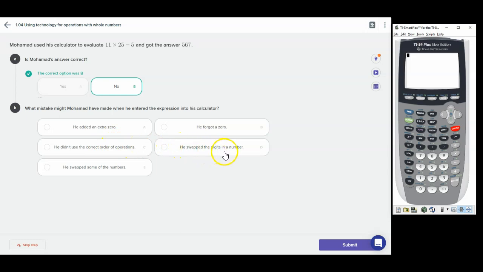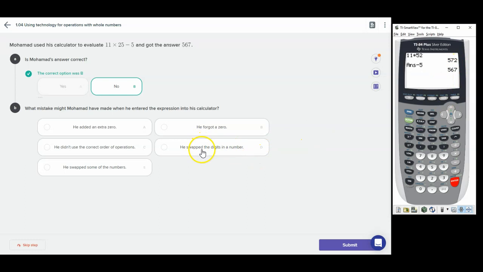He swapped the digits in a number. Now that's an interesting one. We might come back to that. And he swapped some of the numbers. So that could also be the case. So let's just try out of curiosity 11 times 52. So we swap the numbers around. What do we get? Well, here we're getting 572. That's interesting. If we now take away the 5 from there, yes, we have the answer that he got.